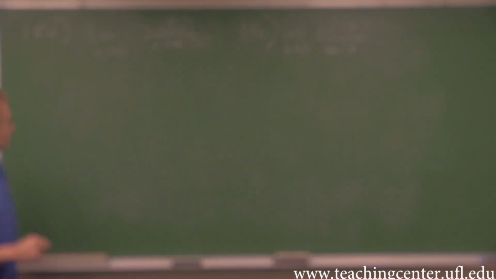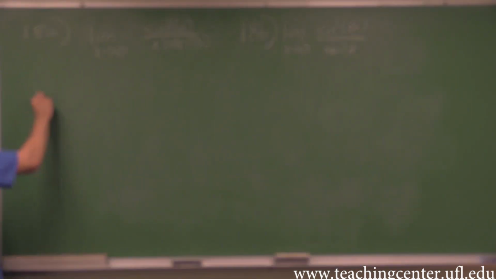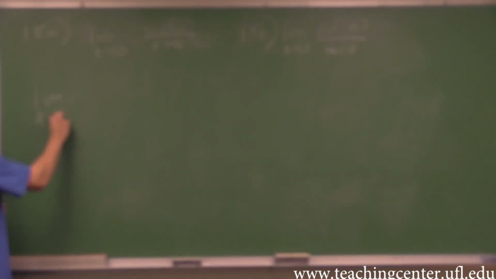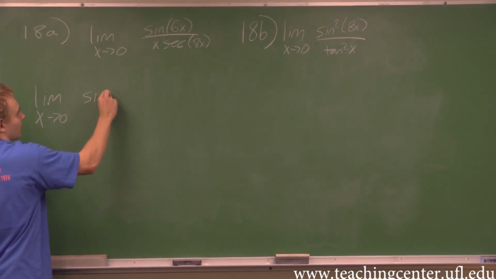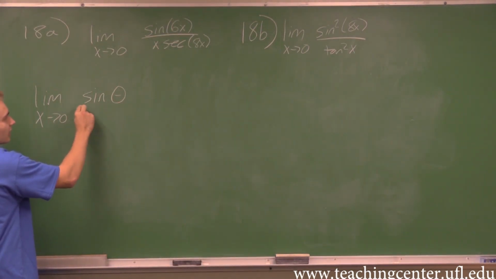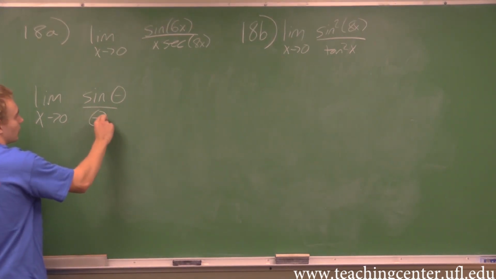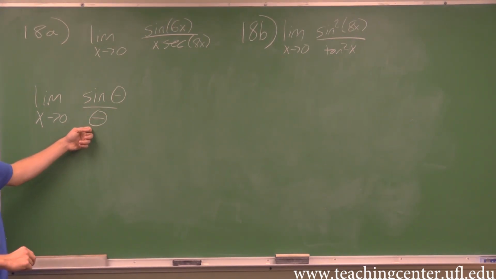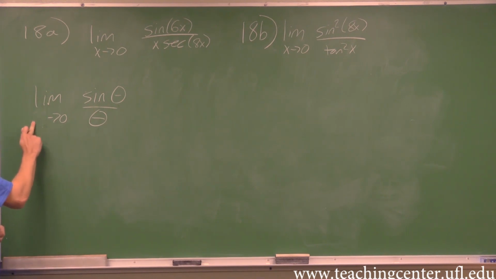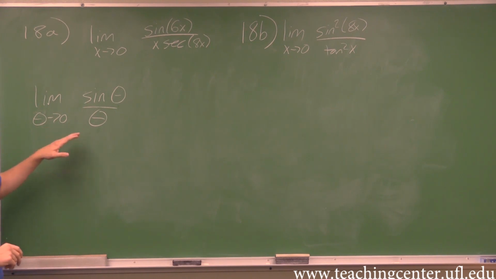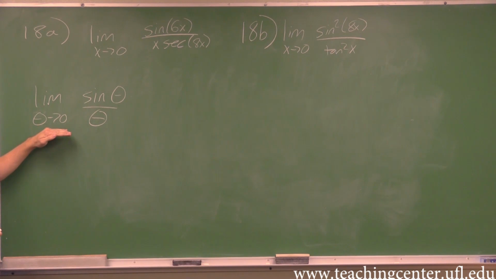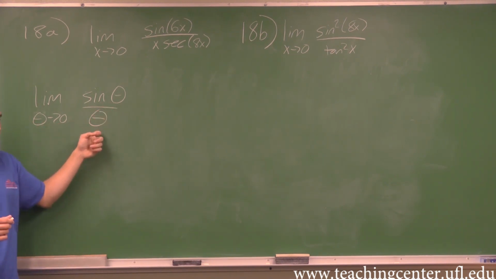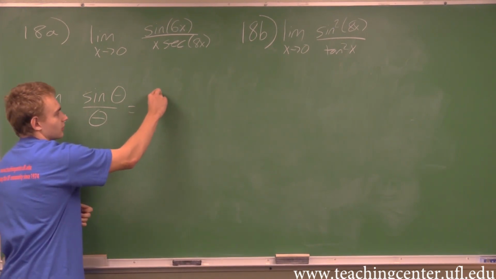Well, I remember this little tool I have in my pocket: if I have sine of something, theta is just a placeholder, divided by that something, and that something is going to 0. Okay, this is important. If it goes to anything else, this does not apply. So if my theta goes to 0, and I have sine theta over theta, then this equals 1.